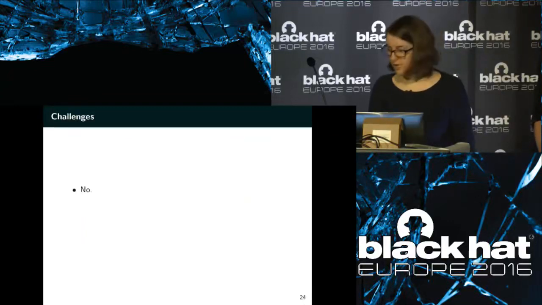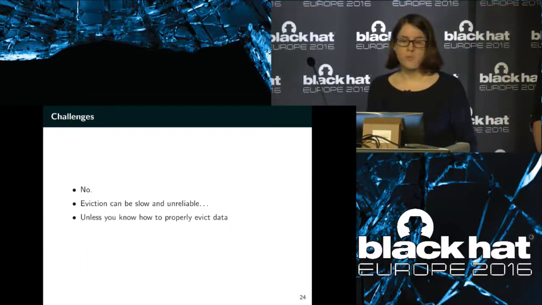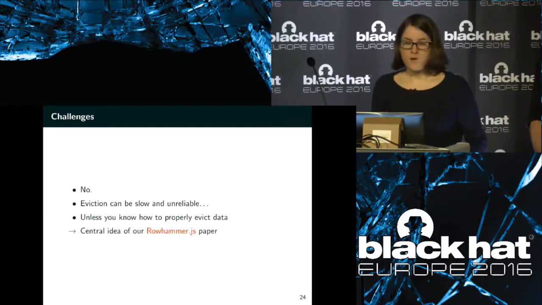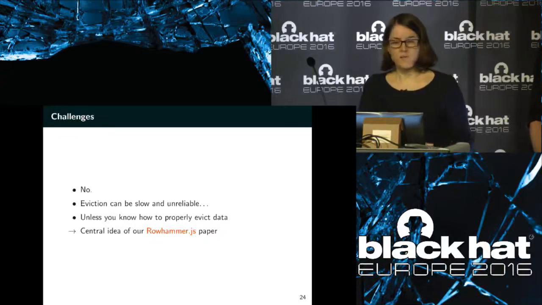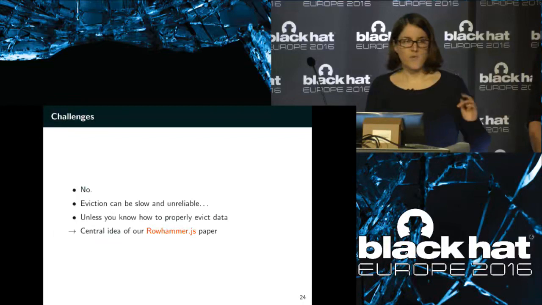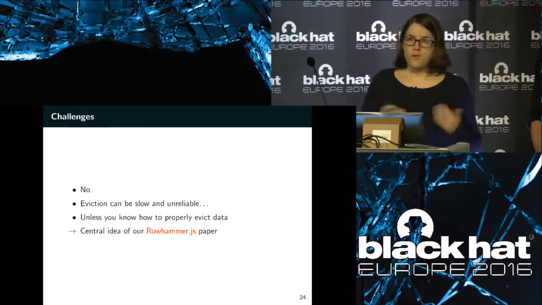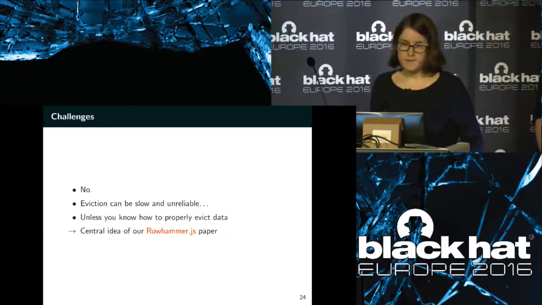Well, actually, no, it's not done yet, because eviction can be slow and unreliable unless you know how to properly evict data. And this is kind of our thing in the group. We're really good at evicting data from the cache, and that was, in fact, the central idea of our Rowhammer.js paper. If you recall Rowhammer, you access the DRAM in some kind of pattern, and then you're going to have a bit flip in one location that you never accessed. So you need to reach the DRAM and bypass the cache to do that. We also did that in JavaScript, where you do not have any flush instructions. So we're going to use the same kind of techniques that we did for this one.